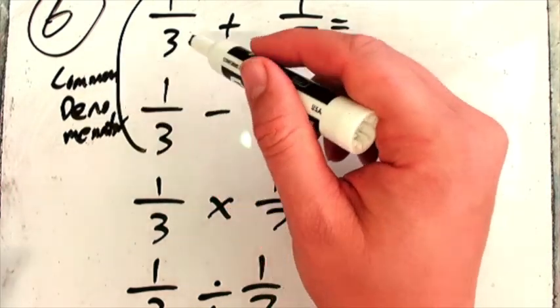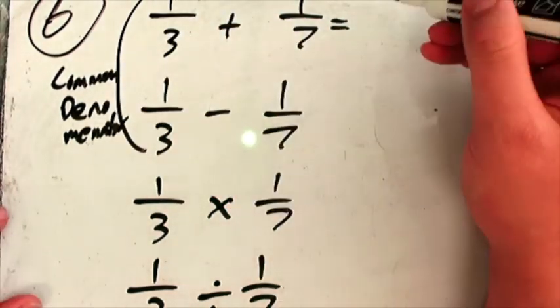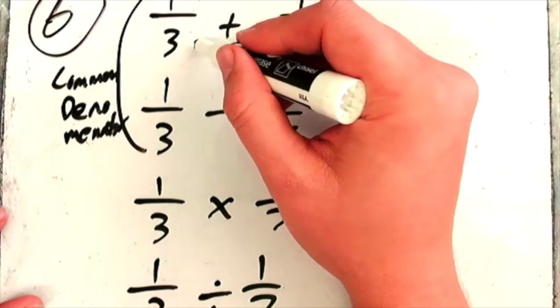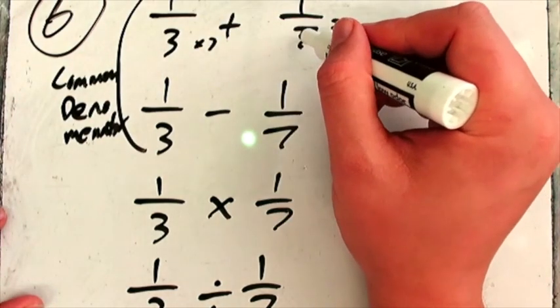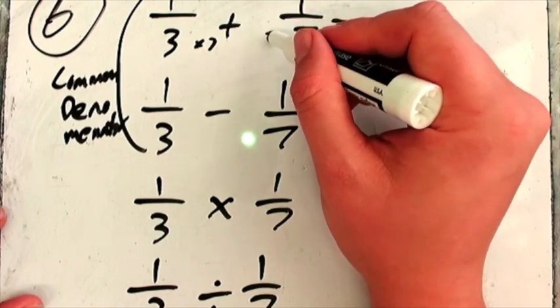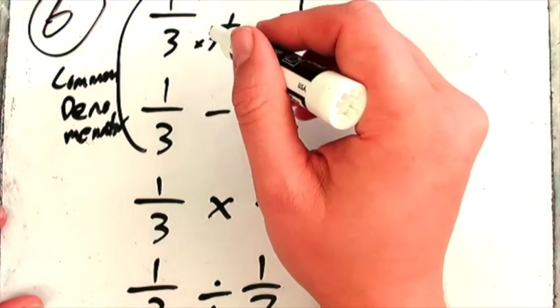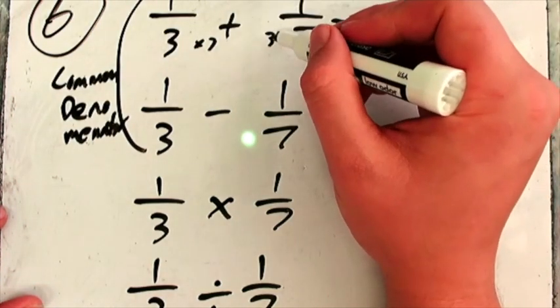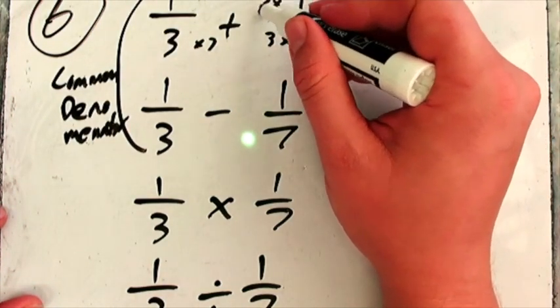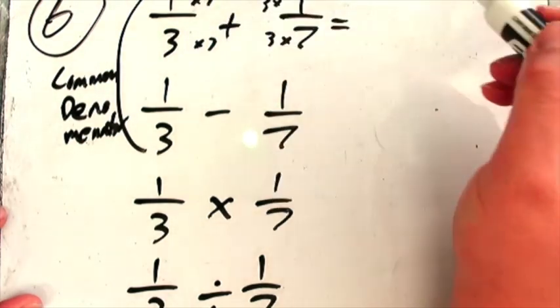Common denominator, meaning the bottoms need to be the same. So I'm going to have to multiply that by 7. How do I know? Well, it's because there's a 7 over here. I'm going to multiply this by 3 because this is a 3 over here. But whatever I do down below, I got to do up top. So I'm going to multiply that by 3, and I'm going to multiply that by 7.